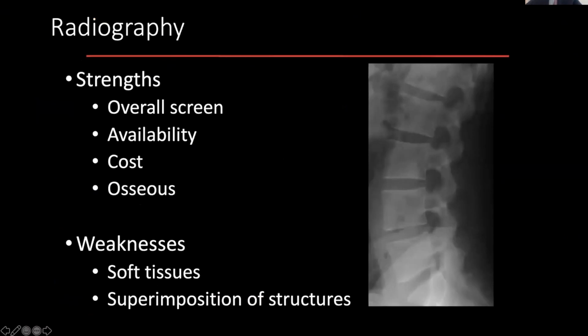But those are really the options, and that, broadly speaking, is the sort of algorithm that people tend to follow. Again, with CT and MRI really being the crux of most clinical practice.